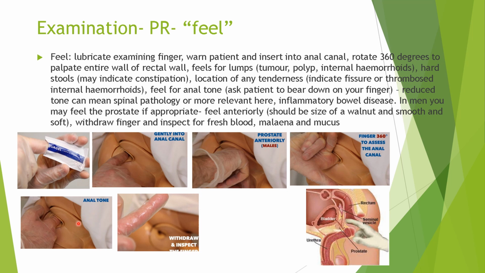And then go ahead and ask the patient to bear down on your finger, which checks for anal tone. A lack of anal tone could mean a spinal pathology or inflammatory bowel disease. Withdraw your finger and have a look at the glove, see if there's any blood. And this is the image of where the prostate is in men.